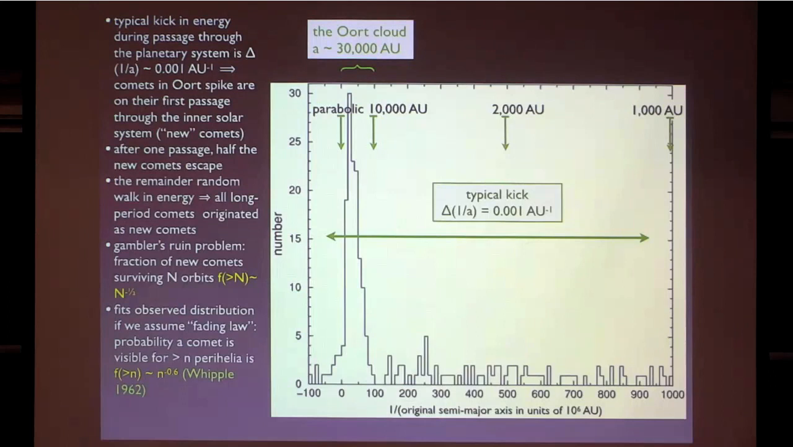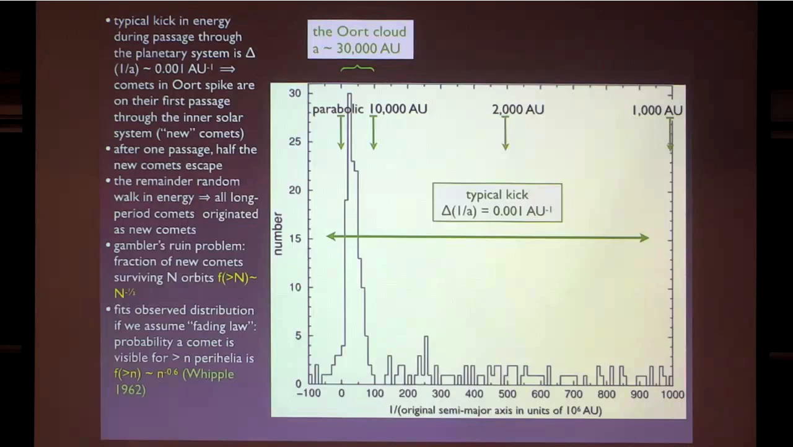Okay, the other deduction which you can make and which Oort made is that since the typical kick in energy that you get when you pass through the planetary system is something like 10 to the minus 3 or this large on this scale, it means that once you see a comet coming from the Oort cloud, it'll never go back to the Oort cloud. It will either get a kick of energy that almost certainly makes it unbound or a kick that makes it much more bound. And if it becomes unbound, it's lost from the solar system forever.